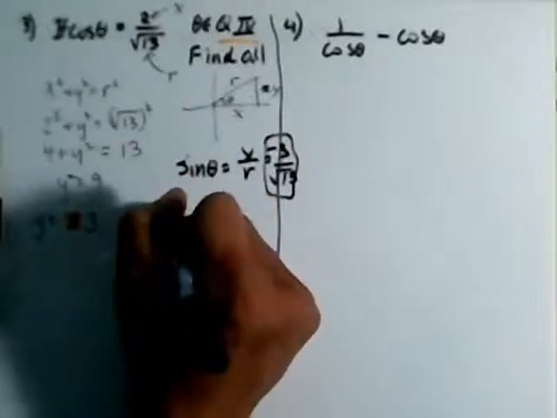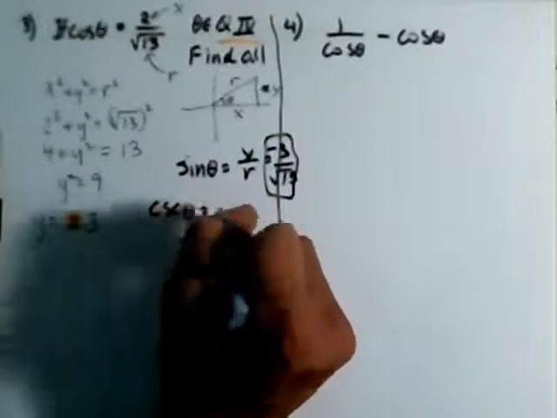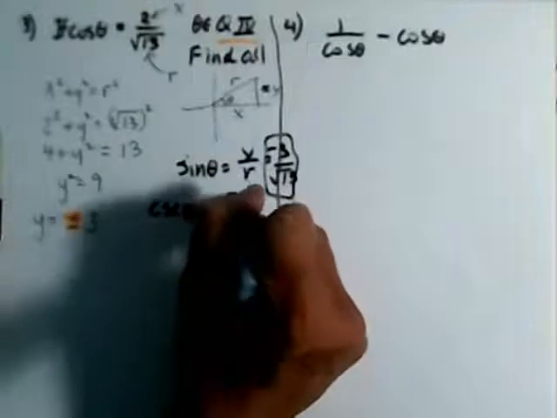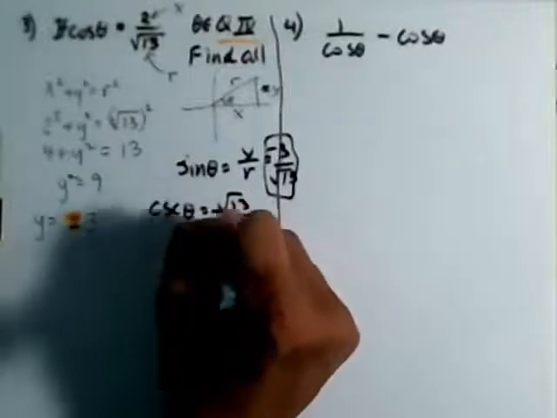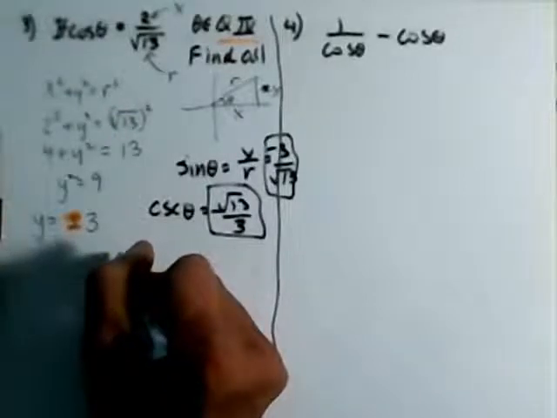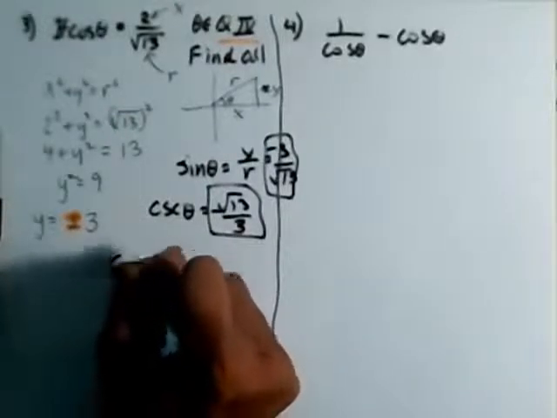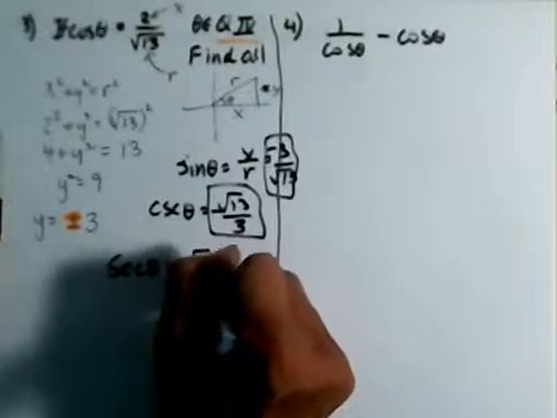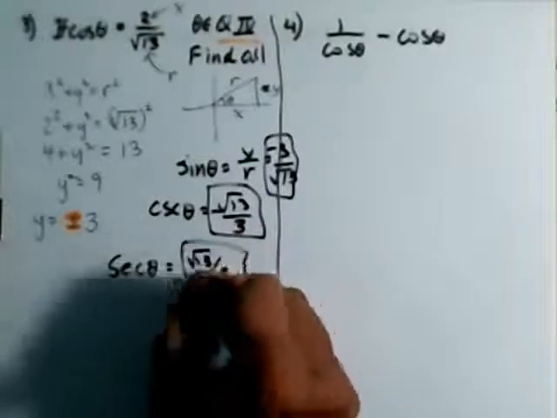The reciprocal function of the sine is the cosecant of the angle, which is equal to, flip that around, root 13 over 3 with a negative. We have the cosine. The reciprocal function of the cosine is the secant function. Just flip that around, root 13 over 2.